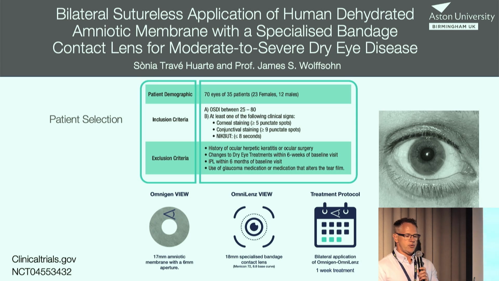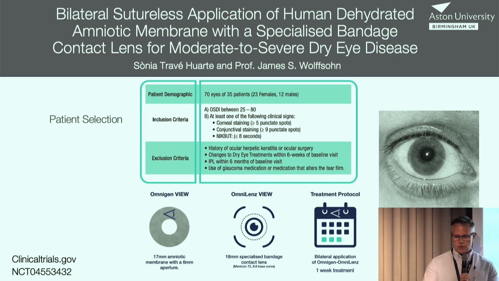So this is the extreme end. And again, it was refractory dry eye, so these patients had been through the mill with various different treatments, cyclosporine, IPL, and were no longer responding. What we did is we've developed an amnion with a pinhole to allow vision, and we were able to treat the patients bilaterally. So they had a 1 week bilateral treatment of Omnigen under a lens, and then they were followed up for 6 months. No further treatments from amnion, and they continued using their lubricants.